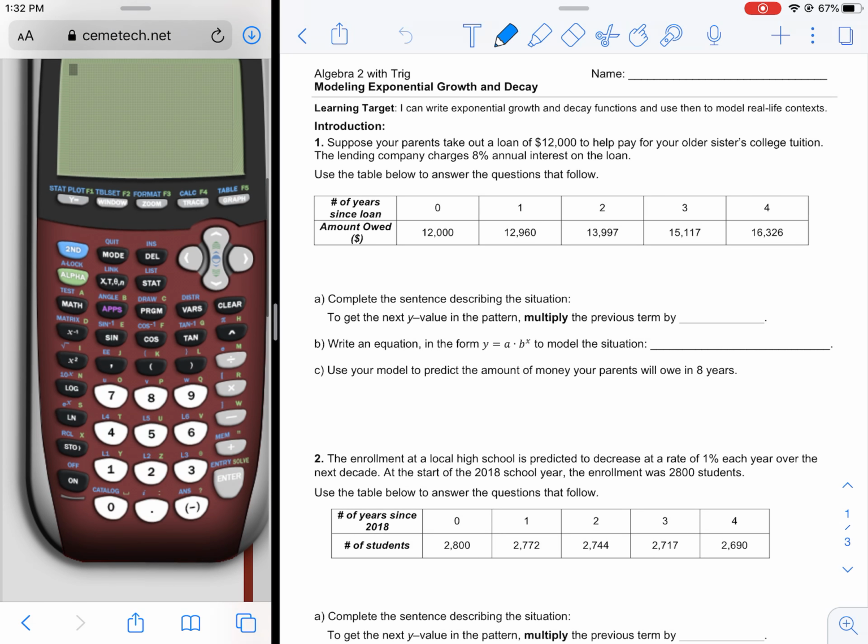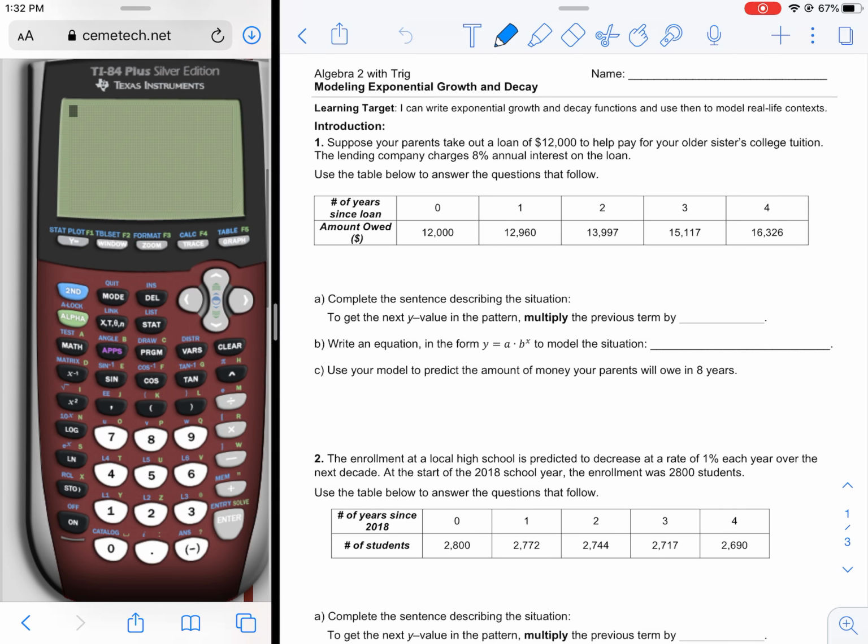Our topic today is going to be modeling exponential growth and decay functions. So yesterday we talked about graphing, now we're going to talk about writing exponential growth and decay equations and then using them to answer some real-world questions.